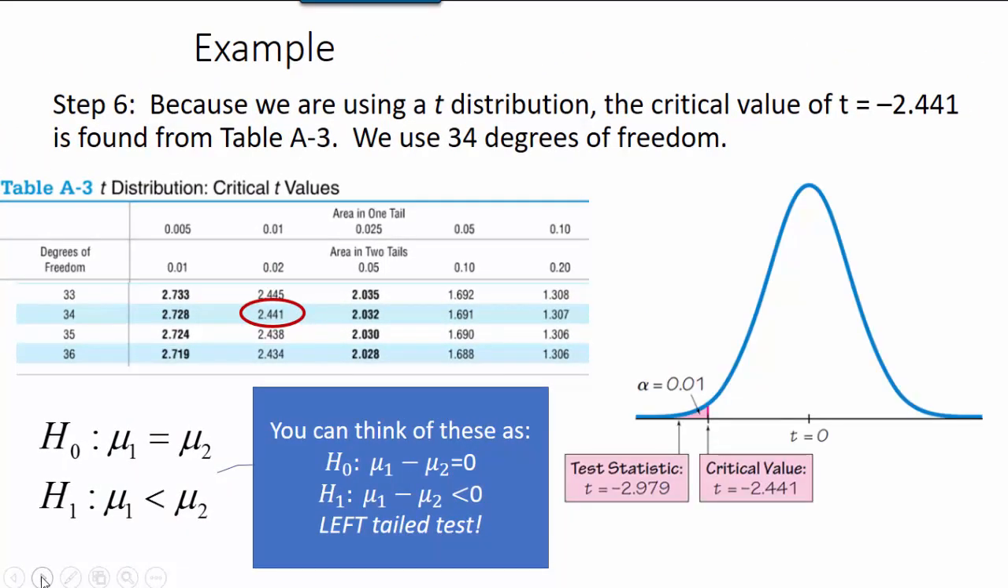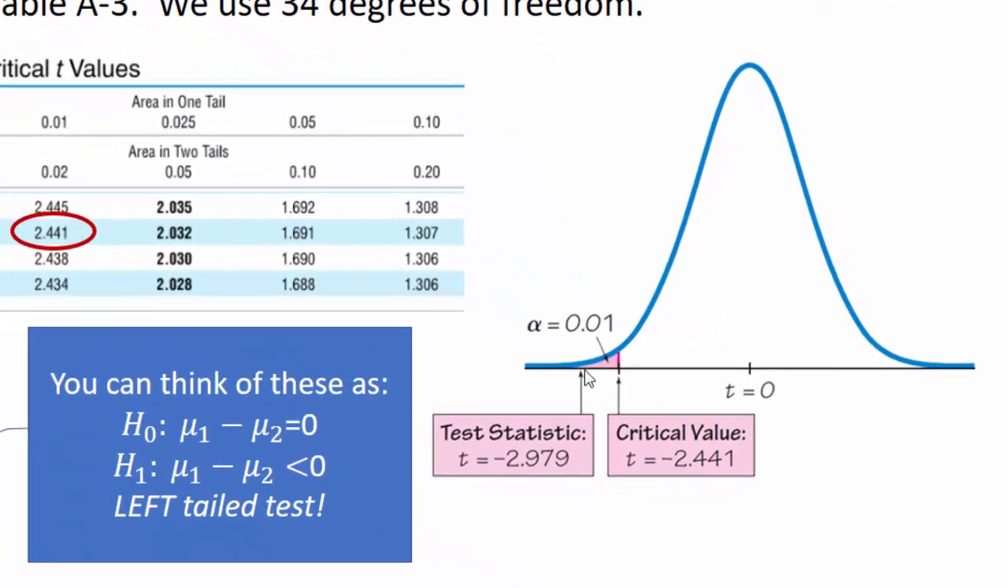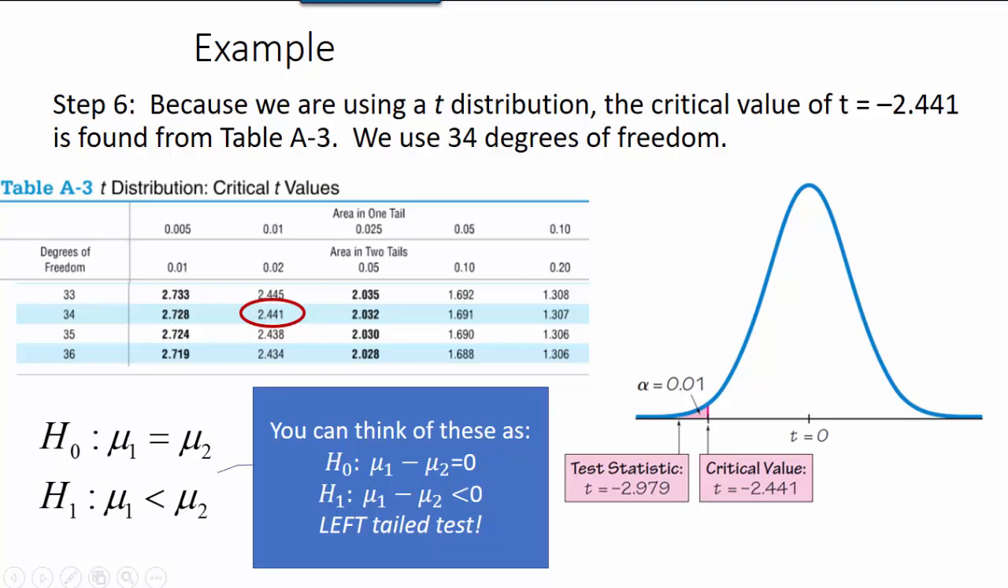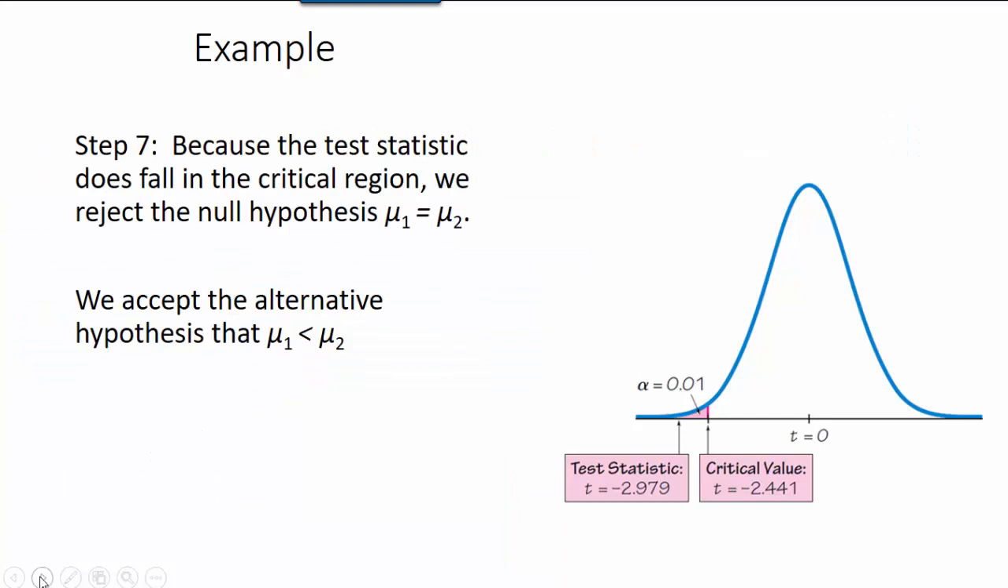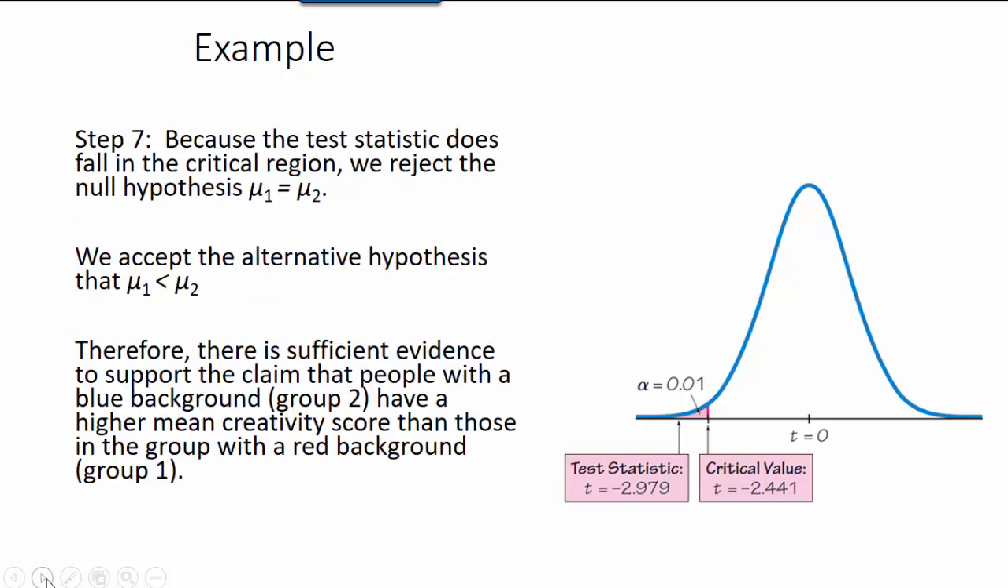All right, it's a left-tailed test, so when we draw our picture, we're going to use the left side value, negative 2.441, and we're comparing that to our test statistic that we calculated on the previous slide, which turned out to be negative 2.979. Since that's to the left of negative 2.441, that is in our rejection region. Because the test statistic does fall in the critical region, we reject the null hypothesis that mu1 is equal to mu2, and we accept the alternative hypothesis that mu1 is less than mu2. So therefore, there is sufficient evidence to support the claim that people with a blue background, which was group 2, have a higher mean creativity score than those in the group with a red background, group 1. We rejected our null hypothesis, and therefore we're going to accept our claim.